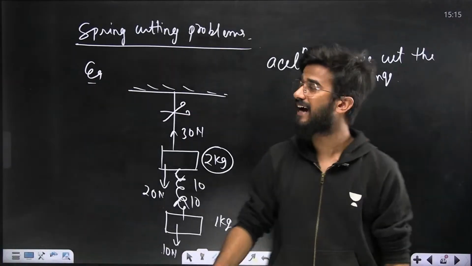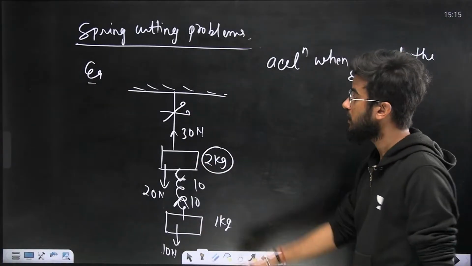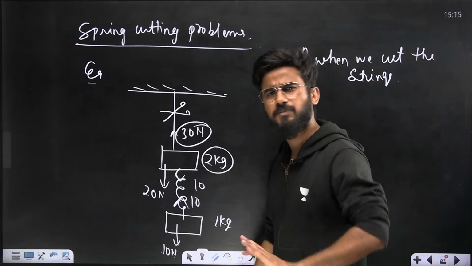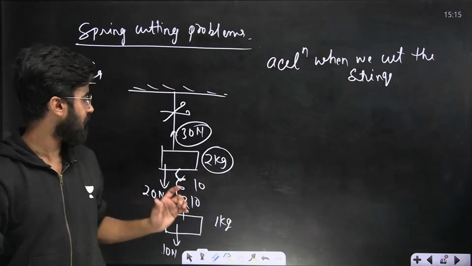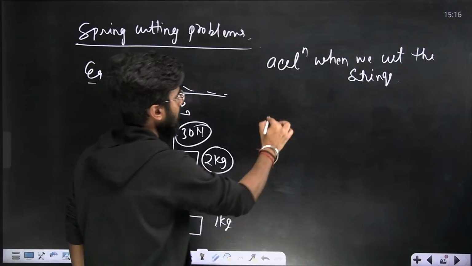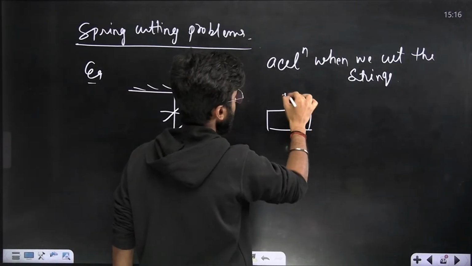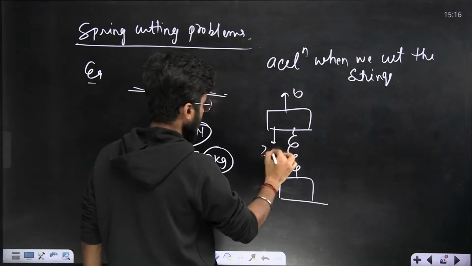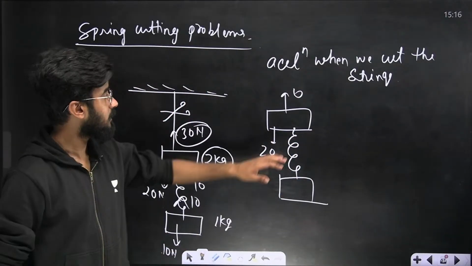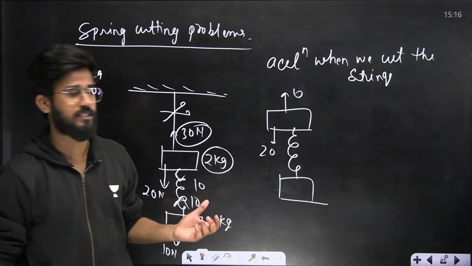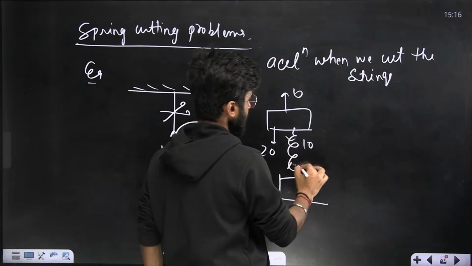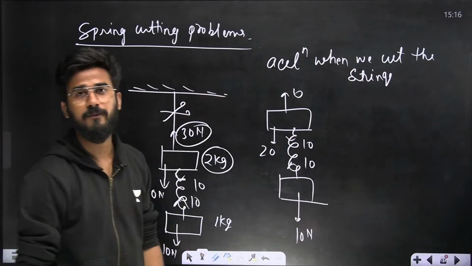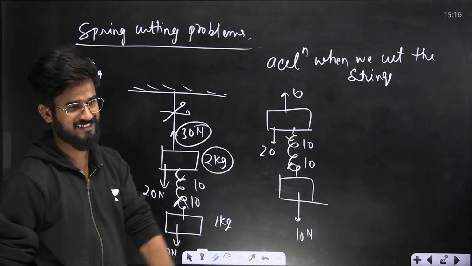Okay, now we have cut this string. If we cut the string, the tension becomes 0 suddenly. Now we have to look at this data. So this becomes 0. This is 20. But we know that the spring force doesn't become 0 suddenly. So this is 10 Newton. This is 10 Newton. Now look at the beauty of physics.